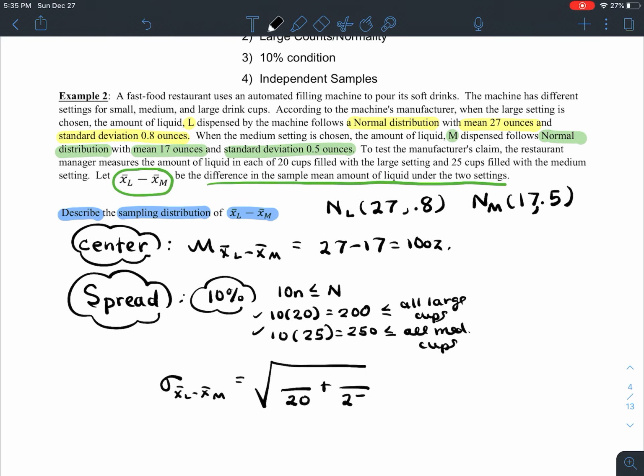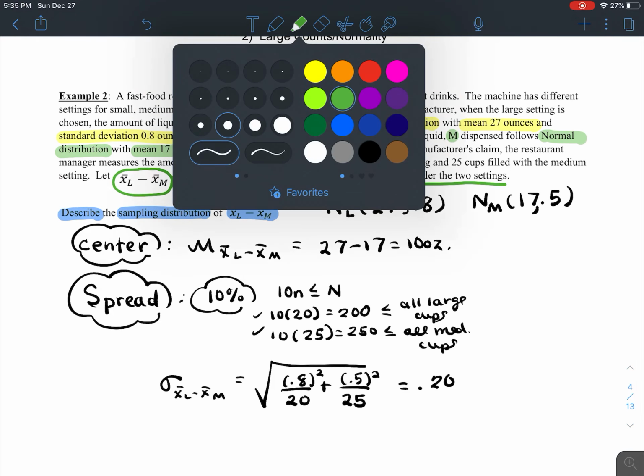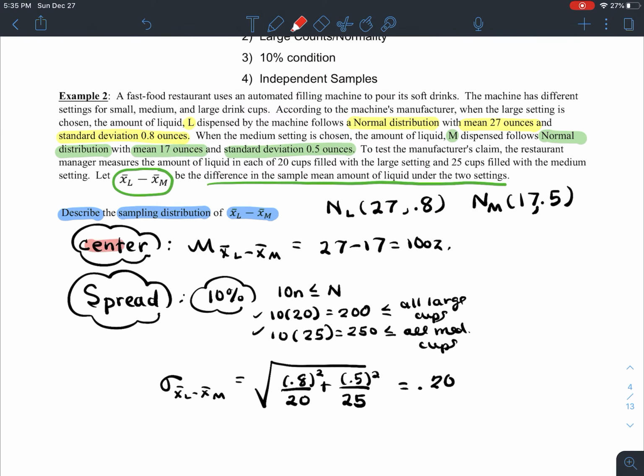Okay, again, formulas on the formula sheet. Denominator are the sample sizes, numerator are the variances for those. Okay, this is for the large cups. I'm grabbing standard deviation, squaring that. This is for the medium cups. Okay, this comes out to 0.20. Okay, so I'm just going to highlight this information so it's easy to pull here. The center is this, the spread is that, and now we need to talk about the shape.